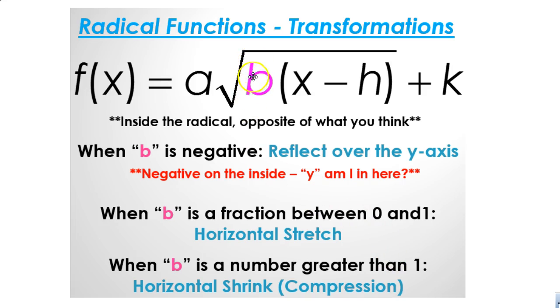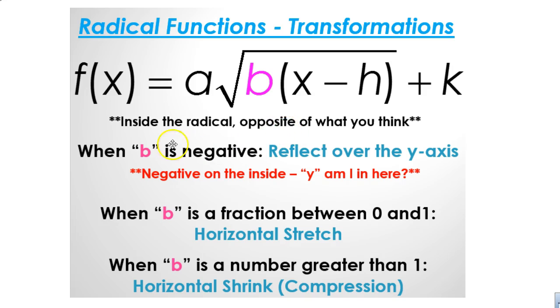The b inside the square root is another number. It's going to be right before the x. And when we start talking about things under the radical and things outside the radical, one thing that might help you is that things outside the radical are going to affect the graph up and down vertically, and things inside are going to affect left and right. And things that are underneath this square root sign are going to behave different than what your brain is going to want them to. Okay, inside the radical, it's the opposite of what you think.